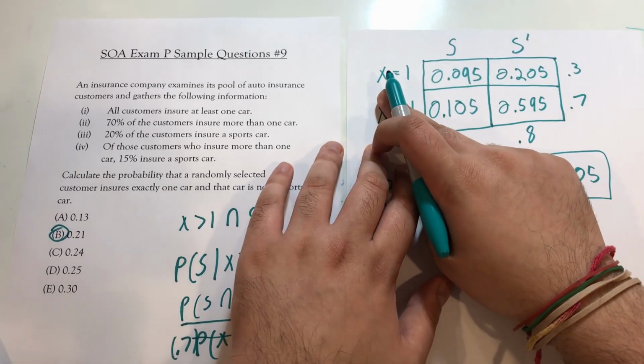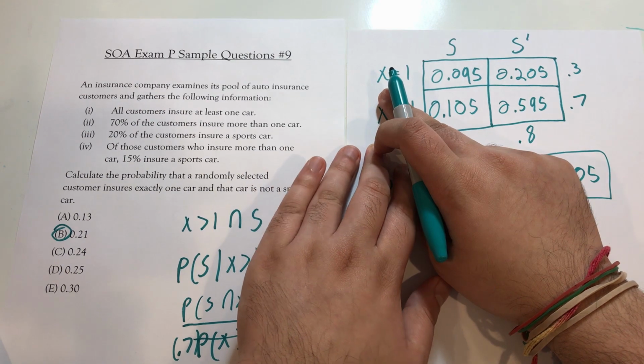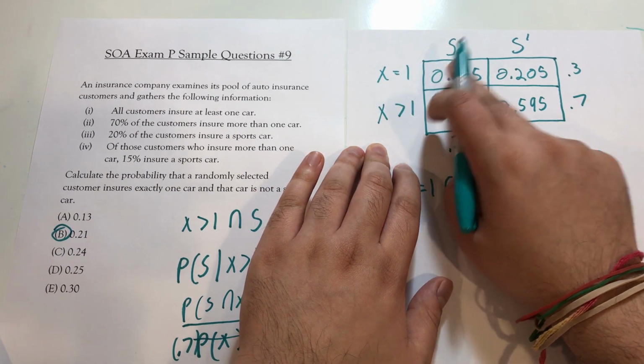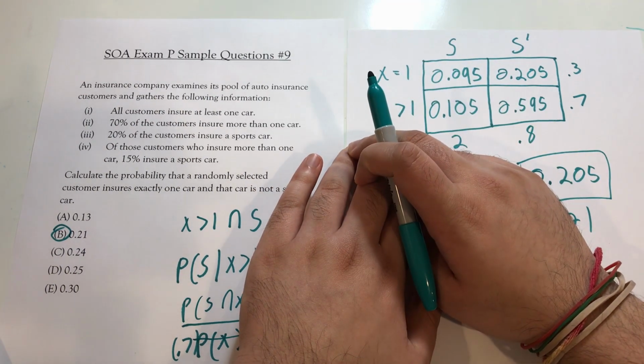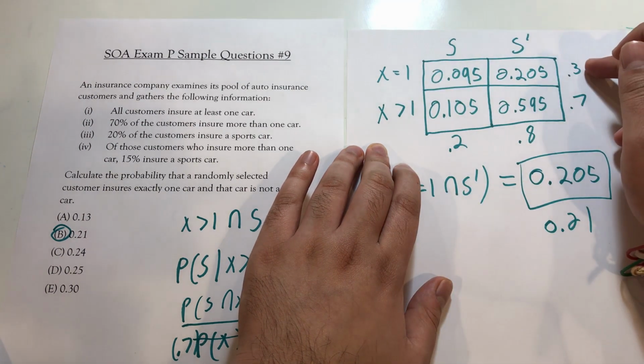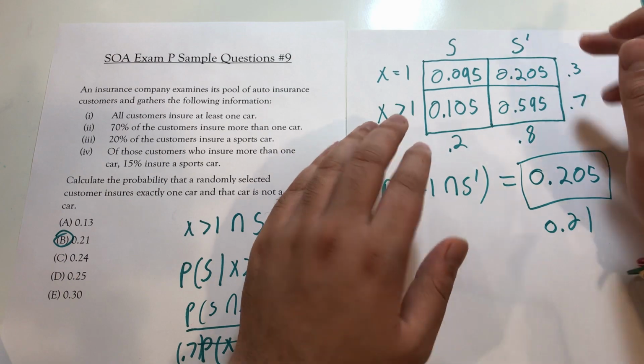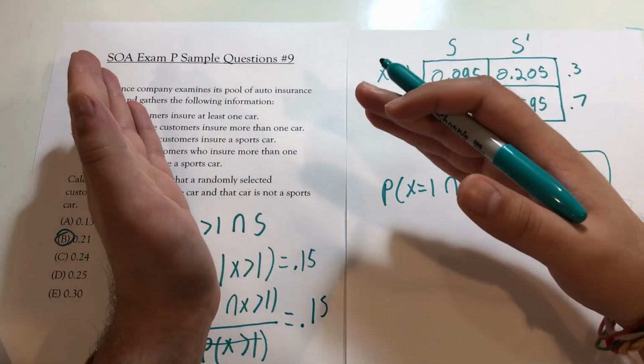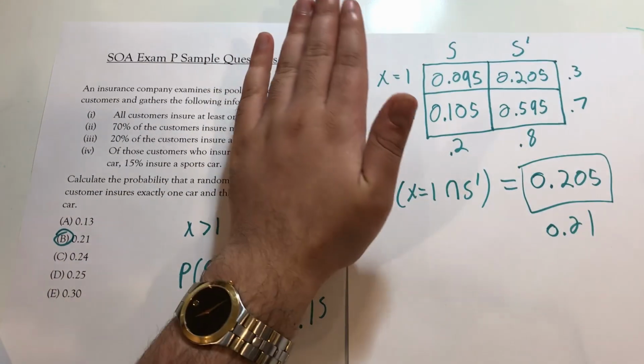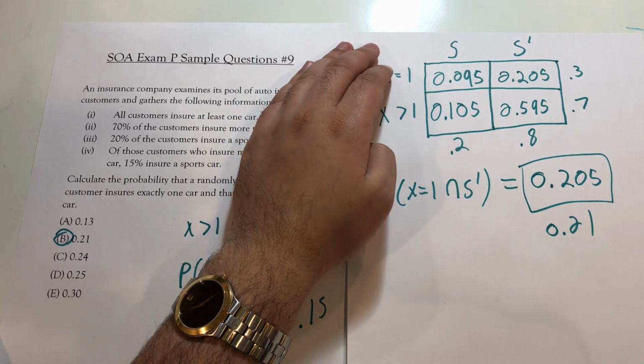So, for example, here you have people that own exactly one car. Either they insure a sports car or they don't. We know 30% own exactly one car. So that means of the people that either insure a sports car or don't insure a sports car, that should add up to 30% or 0.3.